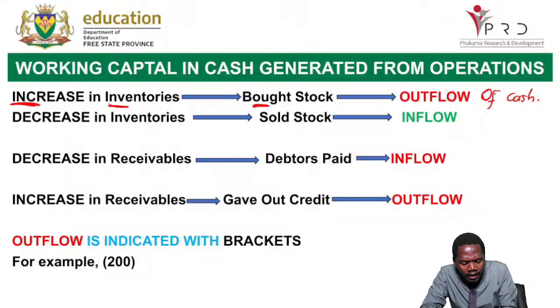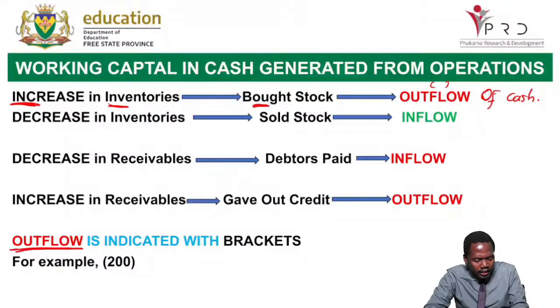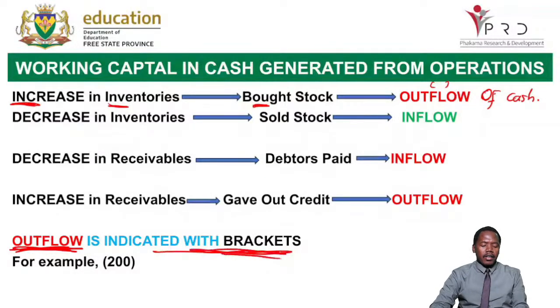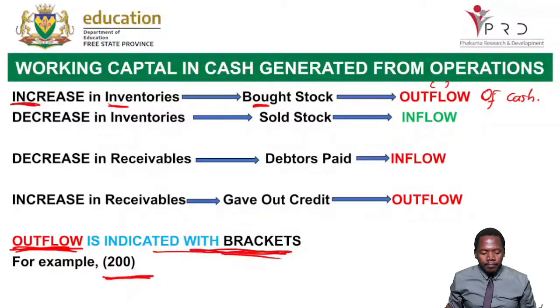So it means this must be indicated using brackets. As we've indicated here, all outflows are indicated using brackets. For example, if an outflow is 200, we put 200 inside the bracket.